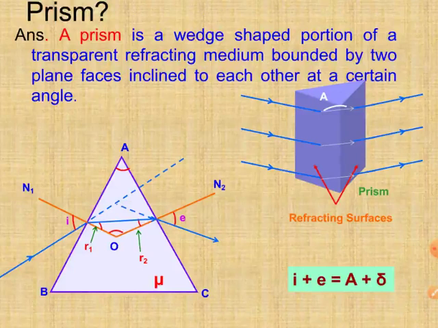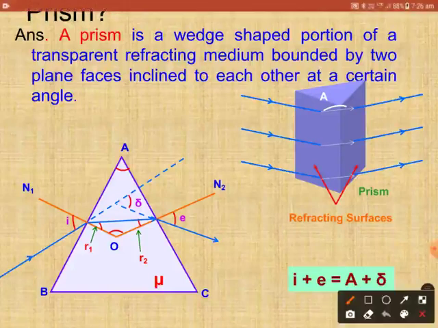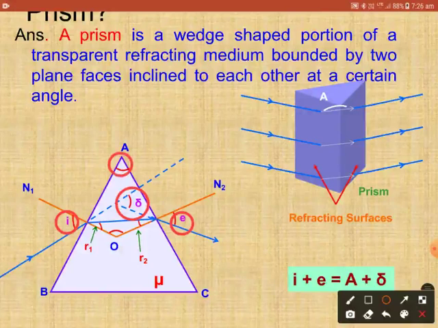Now let's see the angle of deviation. The angle between the emergent ray and the incident ray we call the angle of deviation, and it is denoted by del. There is a relation between these four variables: angle of incidence, angle of prism, angle of deviation, and angle of emergence. The expression relating these four quantities, we call that as what?